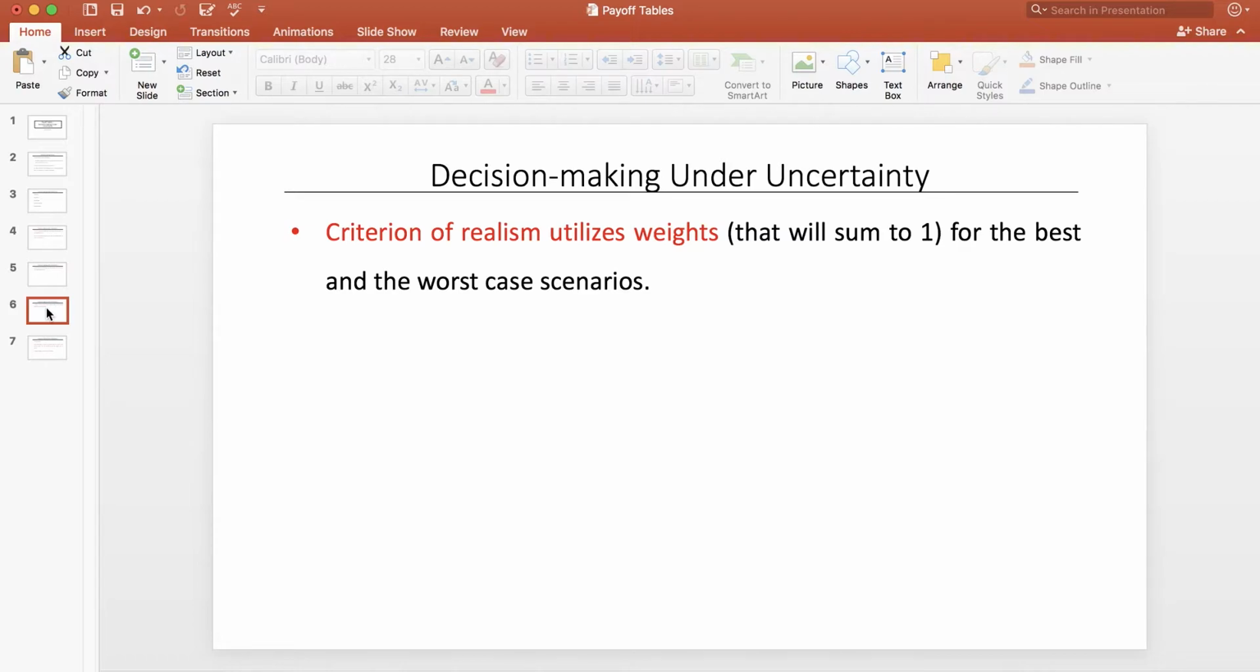Okay, so the critical part here is that the weight that you assign to the best case scenario and the weight you assign to the worst case scenario must sum to 1. So let's say that the best case scenario's weight is 0.7. This means that the weight for the worst case scenario must be 0.3 because the sum has to be 1.